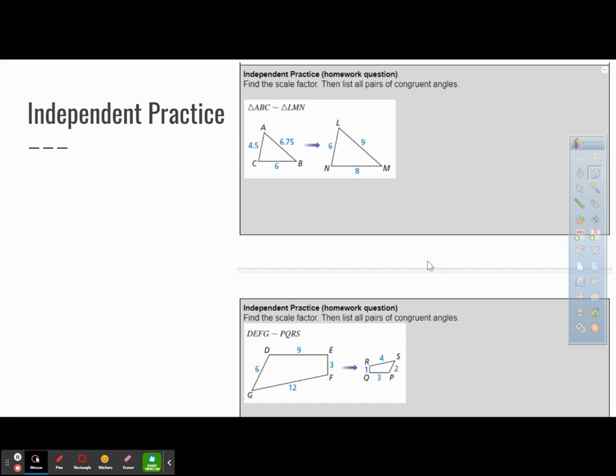The first one, triangle ABC, is similar to triangle LMN. The ones that I whited out, I believe, are the 6, the 9, and the 8. And the second one, these quadrilaterals are turned. So be very careful when you're figuring out the scale factor, because you got to pick two sides that are corresponding. You got to pay attention to the similarity statement. DEFG is similar to PQRS.